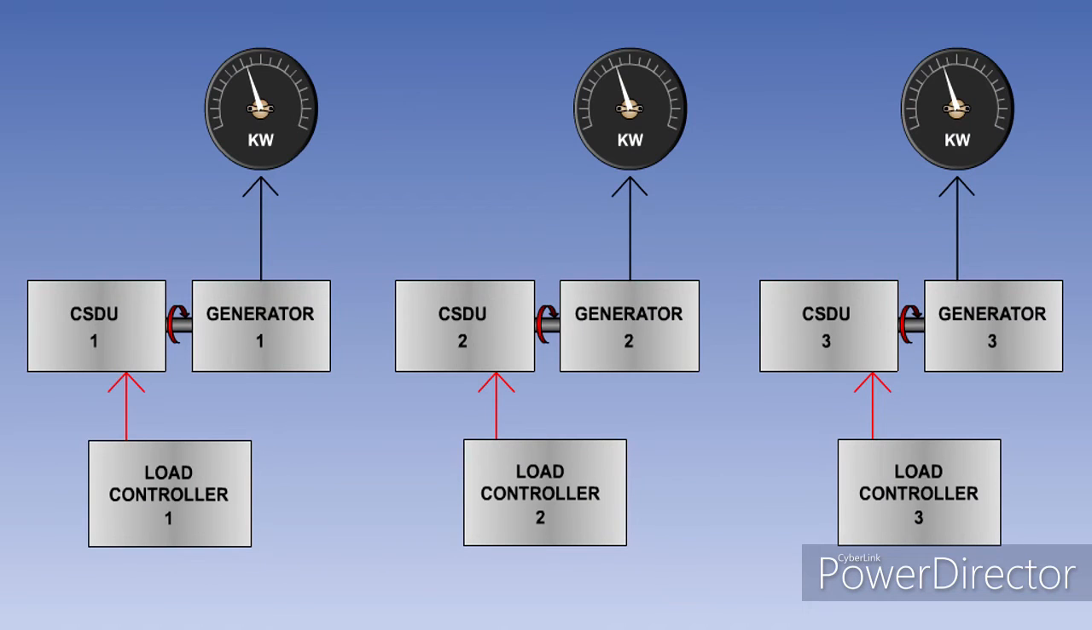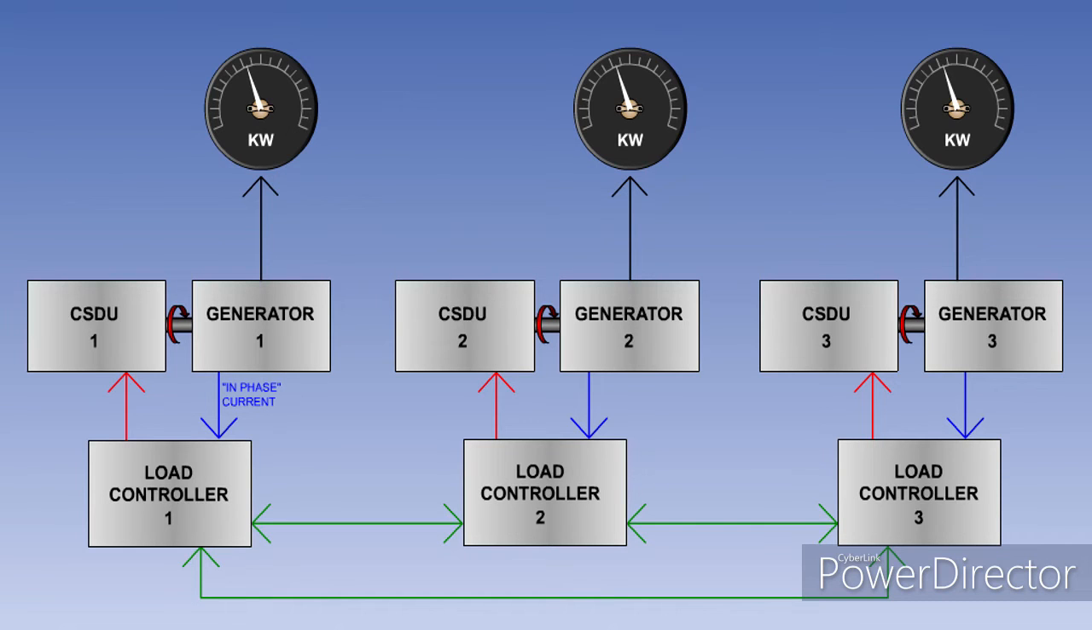Each generator has a load controller, which controls the CSDU to maintain the basic frequency of the generator in a range of 380 to 420 Hz. When generators are connected in parallel, each load controller senses the in-phase current being supplied by its generator. The in-phase current is proportional to the real load being supplied by the generator.